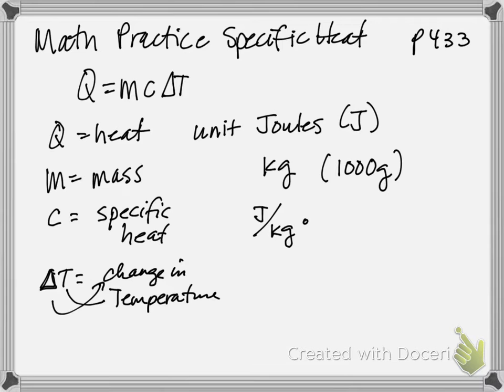So if I started out at 5 and went to 50, my change would be 45 degrees. If I started out at 100 and went down to 60, my change would be 40 degrees. So it doesn't really matter which way you're going. When you get to chemistry, that'll be a little bit different story, but for now, that's okay.